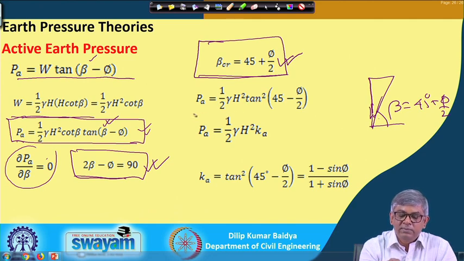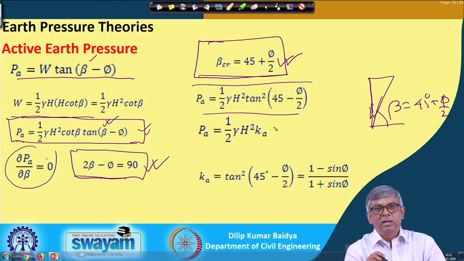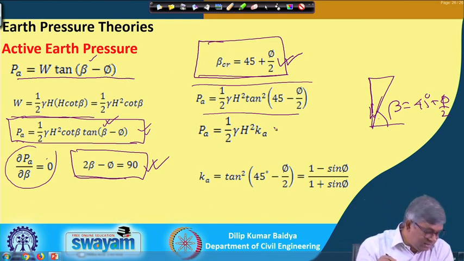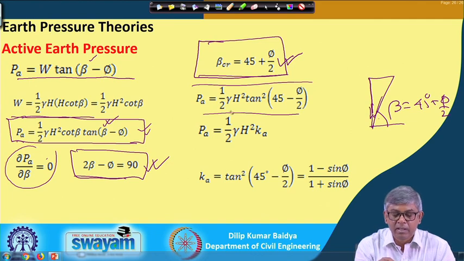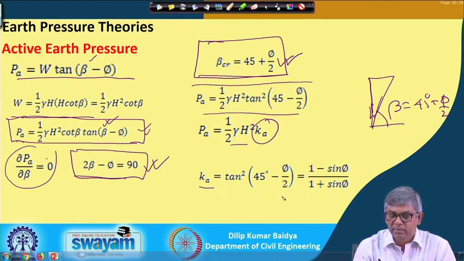So, if I put this value, now I get the value of total earth pressure on the wall, and this earth pressure P A becomes half gamma h square tan square 45 degrees minus phi by 2. That can be written in a small form as P A equal to half gamma h square K A, where K A equals tan square 45 degrees minus phi by 2, or this can be written as 1 minus sin phi by 1 plus sin phi.